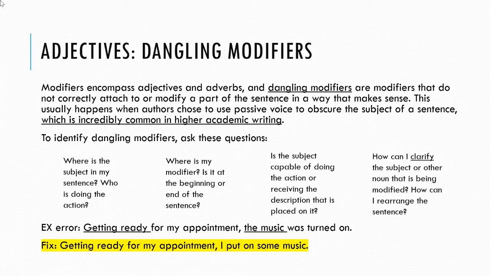Here is an example of a sentence with a dangling modifier. Getting ready for my appointment, the music was turned on. One fix for this can be, getting ready for my appointment, I put on some music. Notice how this clarifies that the music was not the one getting ready. Rather, I, the subject, was getting ready.